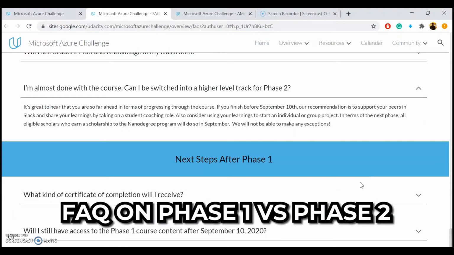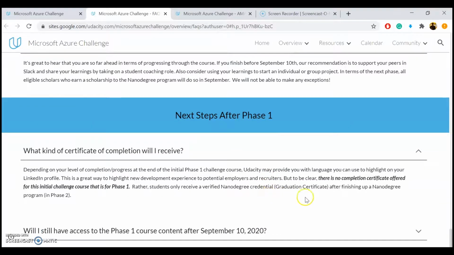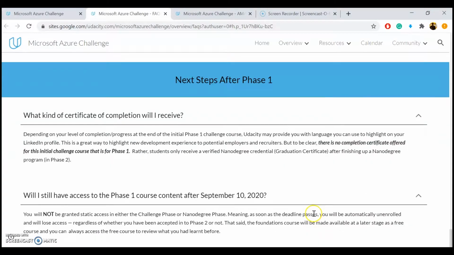The scholarship is still ongoing currently, and I think many of the participants will be gunning for the Phase 2 Nanodegree as that comes with actual certification, whereas there's no such cert for Phase 1, which is more of an introductory course to Azure Machine Learning.